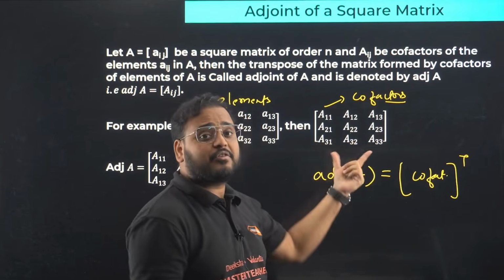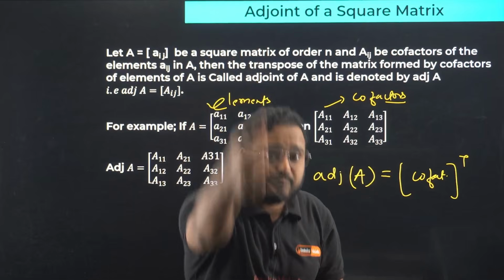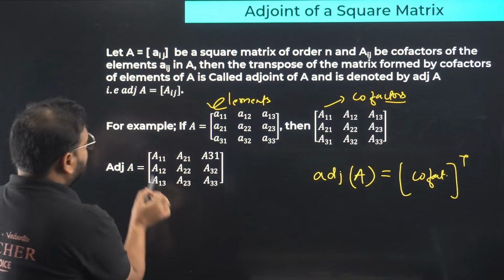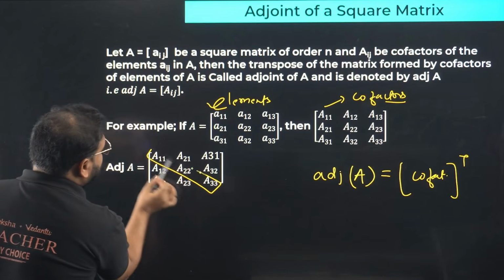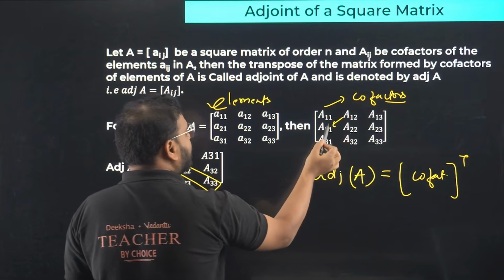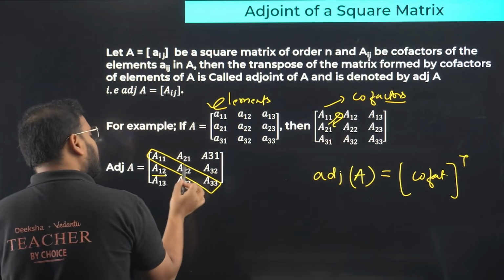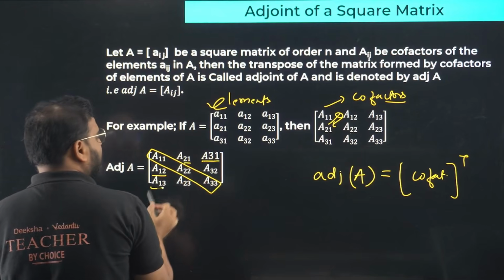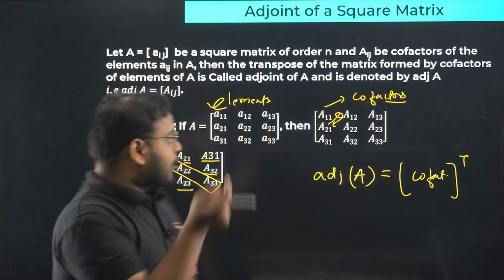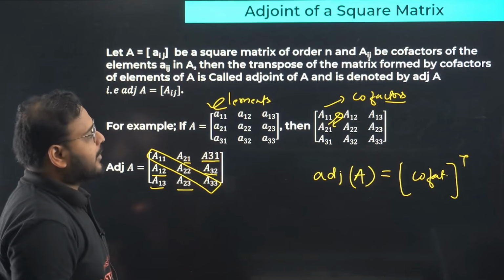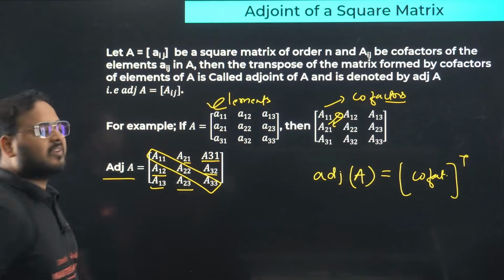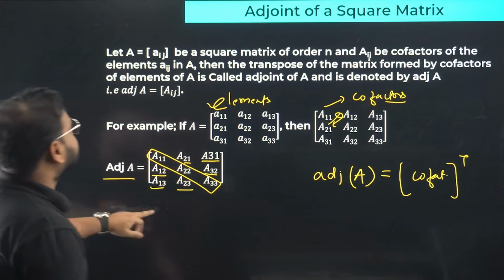You find the matrix of cofactors, take the transpose of the resulting matrix, that gives you the adjoint of the matrix. Check this out. A11, A22, A33 remain as they are, except for that everything changes. A12 comes here, A21 goes there. A12 is here, A21, A31, A13, A32 and A23. So you have to take the transpose of your obtained cofactor matrix. Cofactor matrix, take the transpose, that's the result of your adjoint of the matrix A. As simple as that.